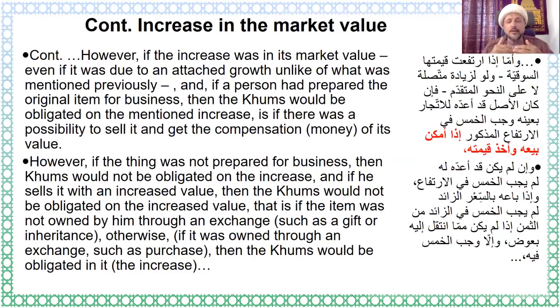So if it was إذا لم يكن ممن انتقل إليه بعوض, something which did not come to him through compensation, like inheritance or dowry, then in this case there will be no khums. However, if it came to him through purchase, where he paid something, then khums would be obligated on the extra, and it will be from his annual income. If it's remaining, he will have to pay the khums of it. If not, that's fine, because he said إذا باعه, so he sold it بالسعر الزائد. Okay, this was the example of the garden.